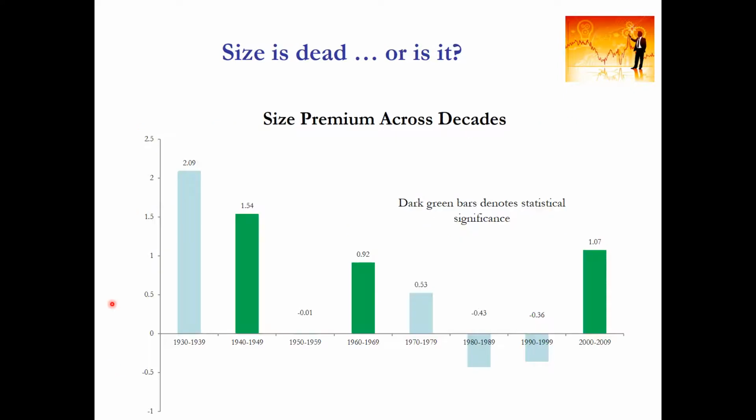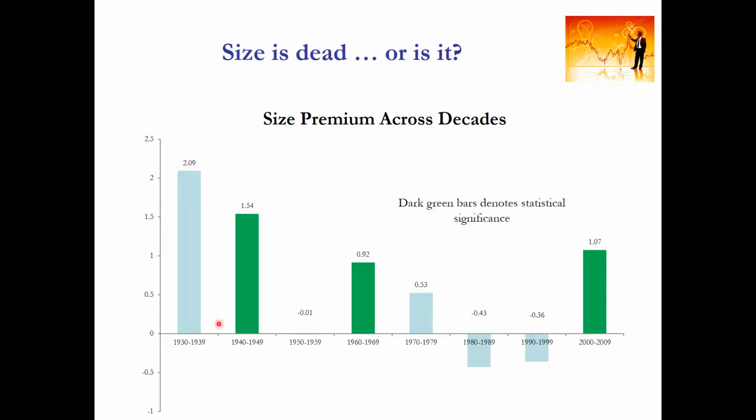So we can see here an average size premium, I mean the return differential between the smallest decile and the largest decile of stocks, and this analysis is for the US market. You can see these bars. These bars basically represent the return difference between the small and large cap stock.